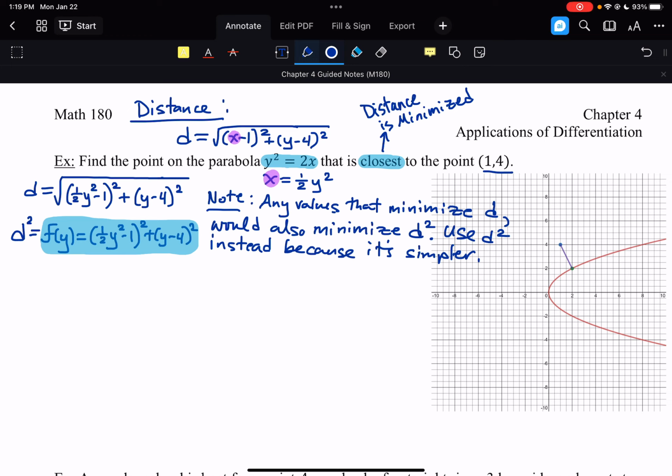Okay, so let's go ahead and now apply our process. So we're going to get f prime. We need to use a little bit of chain rule on this. So we're going to bring down the 2: 2 times (1/2 y squared minus 1) times the derivative of the inside. So bring down the 2, so that's just y, plus 2 times (y minus 4).